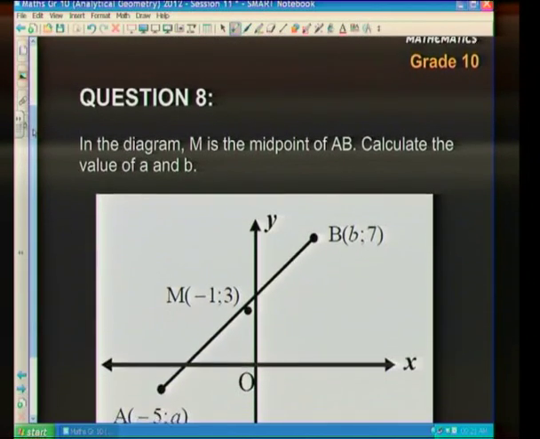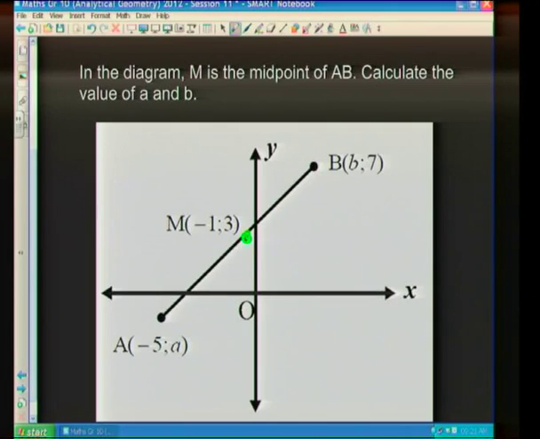Now, just like with the distance formula, we can ask you the question straightforward, or we can put in a little bit of a twist. So let's have a look at what we do for a bit of a twist with the midpoint formula. What they have done over here is they have told us that A is minus 5 and a. So the x coordinate is known, the y coordinate is not. Then over here at B, the x coordinate is not known. They give it to us as b. The y coordinate is 7. But they give us the coordinate of the midpoint, which is minus 1 and 3.